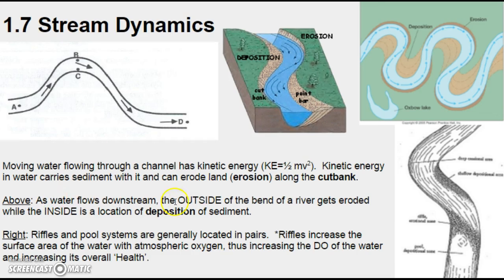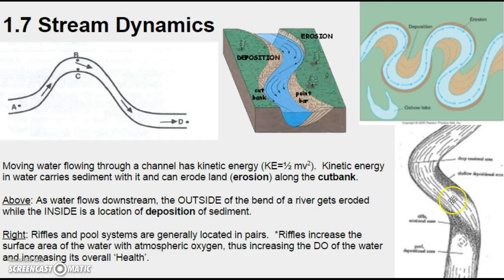So as water flows downstream, the outside of the bend of the river gets eroded, while the inside is a location of deposition, right? Sediment is deposited. It could be muds and sands, etc. But as the velocity changes, it doesn't have the kinetic energy to transport sediment, so it drops it out.